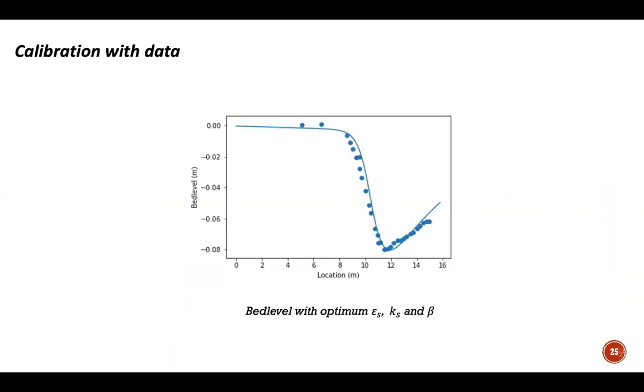So this is what the bed level looks like with those three optimum parameters. We've still got the problem on the slope, but I think the main problem is coming from the input sediment, so that's something I want to look into. There are other parameters that can be calibrated as well. It's still work in progress, but it shows that at least the adjoint methods can be used for this sort of thing.